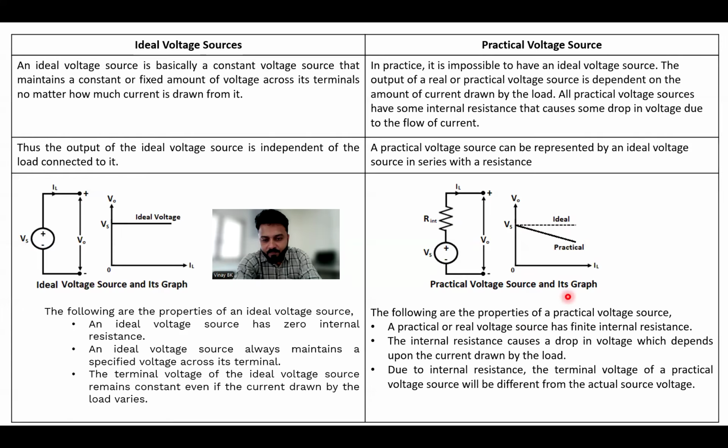Properties you can see: a practical or real voltage source has finite internal resistance. It is connected in series to the independent voltage source, so that the internal resistance will cause a drop in voltage, which depends upon the current drawn by the load. If current changes, there will be a drop. Due to internal resistance, the terminal voltage of a practical voltage source will be different from the actual voltage source. This is how you should know the ideal voltage source and practical voltage source.